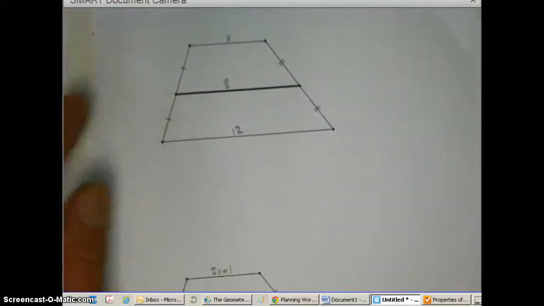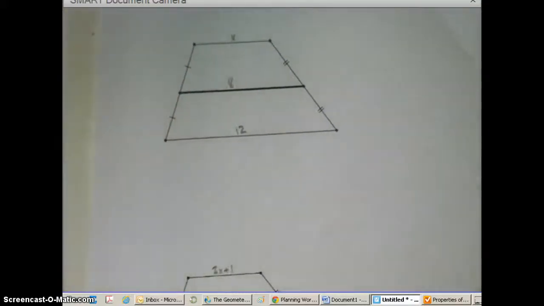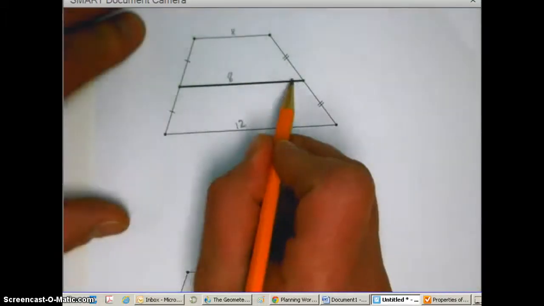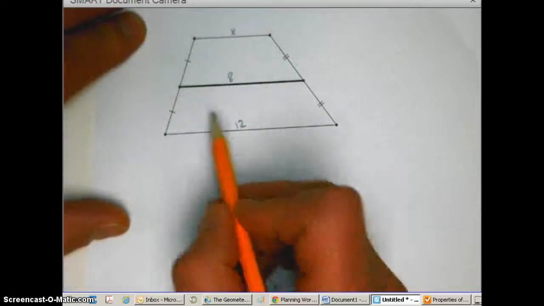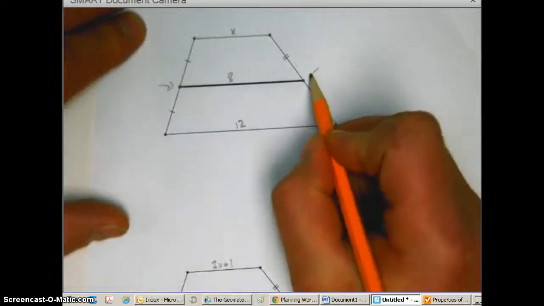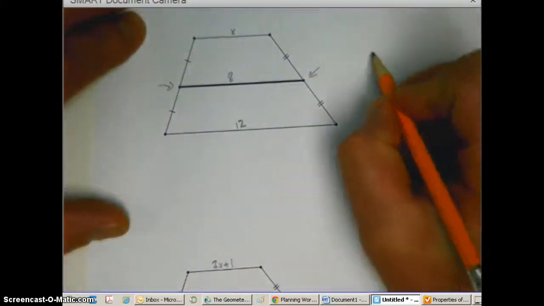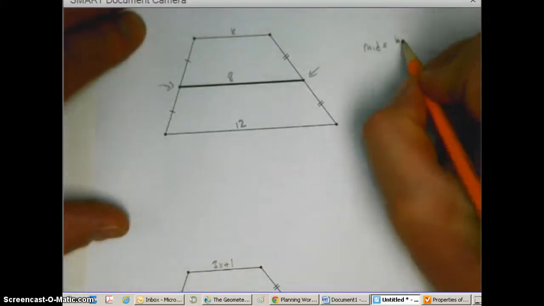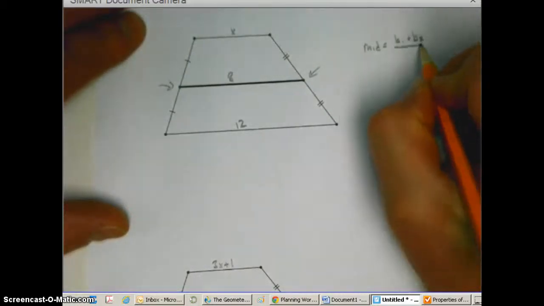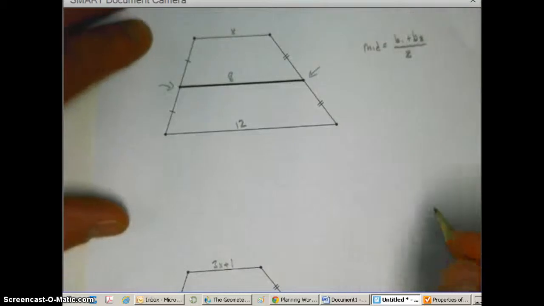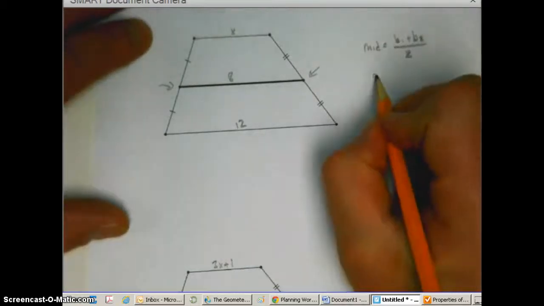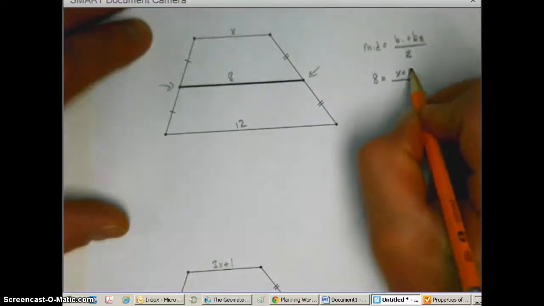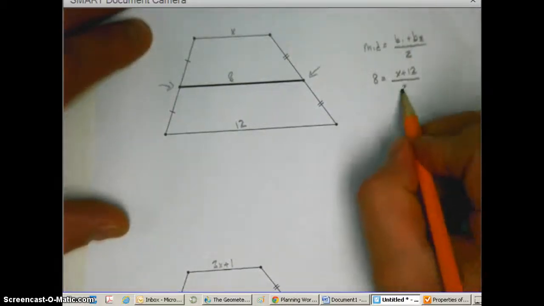So let's take a look at a couple of examples using the midsegment formula that we just came up with. We know that this is a midsegment because we know that this is a midpoint and we know that this is a midpoint. So the midsegment formula says that the midsegment is equal to the average of the bases. And so what is the midsegment? Well, in this case we know the midsegment is 8, and we know that the bases are x and 12, and we have to divide their sum by 2.